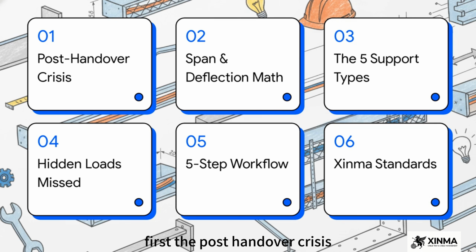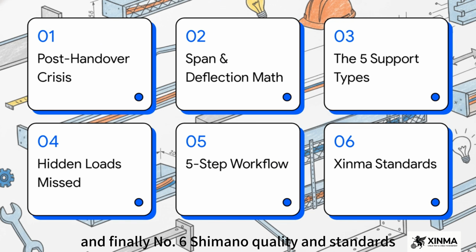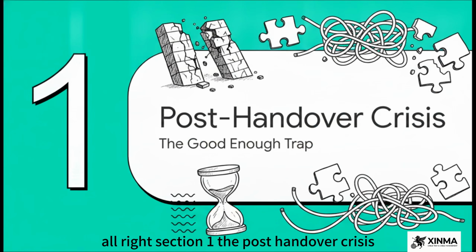Here is our roadmap for today. First, the post-handover crisis. Second, span, deflection, and math. Third, the 5 support types. Fourth, hidden loads often missed. Fifth, the 5-step selection workflow. And finally, number 6, quality and standards. Let's get to work.